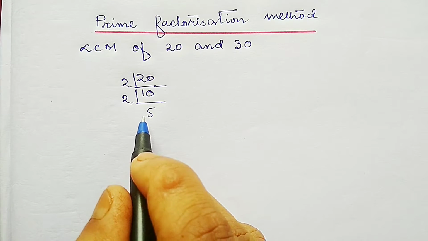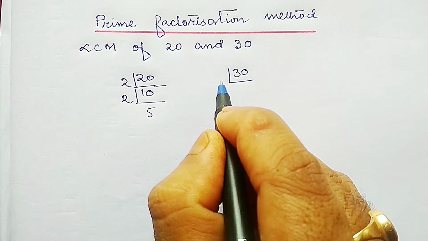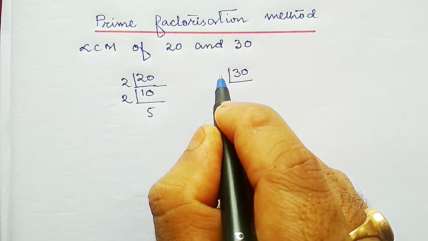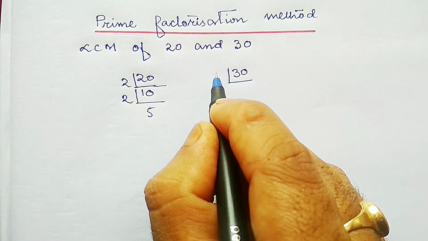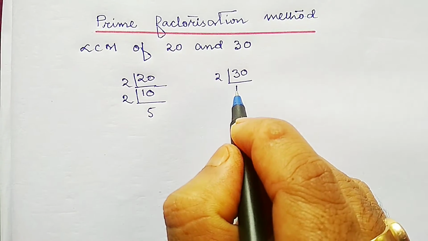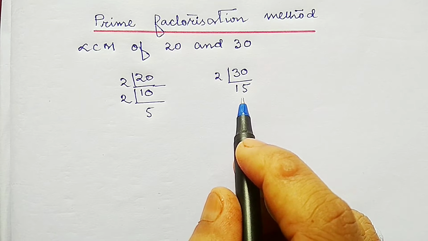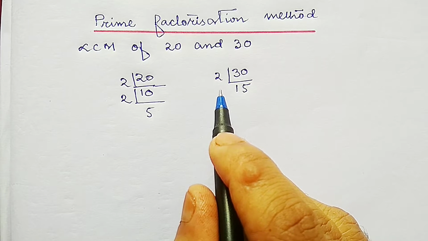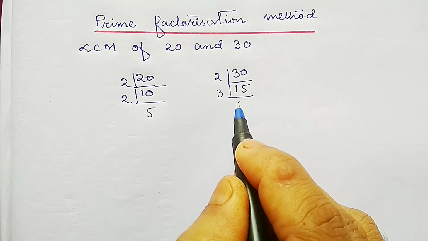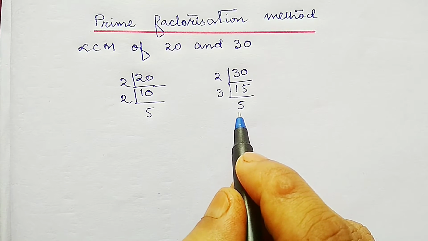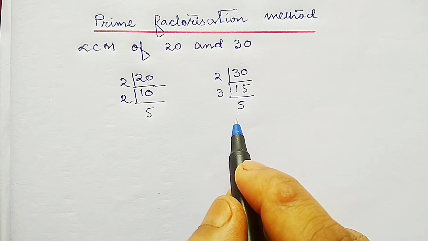Similarly for 30 we will write 30 here. We will try with the smallest prime number. Smallest prime number is 2, and since it ends with 0, that means it is divisible by 2. If I divide by 2, 2 15 ja 30. Here last digit is 5, so it cannot be divided by 2. Now I will try with the next prime number, that is 3. If I divide 15 by 3, 3 5 ja 15. And 5 is a prime number which cannot be divided by any other number other than 5. So we are not continuing it.